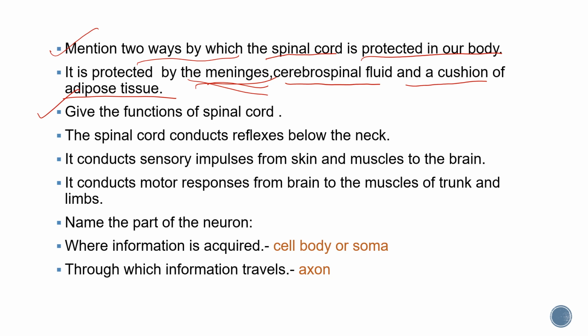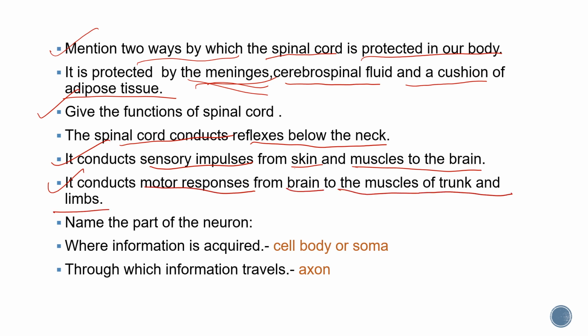Now the next one, give the functions of the spinal cord. The spinal cord conducts the reflexes below the neck. It conducts the sensory impulses from the skin and muscles to the brain. It conducts the motor impulses or responses from the brain to the muscles of the trunk and the limbs.